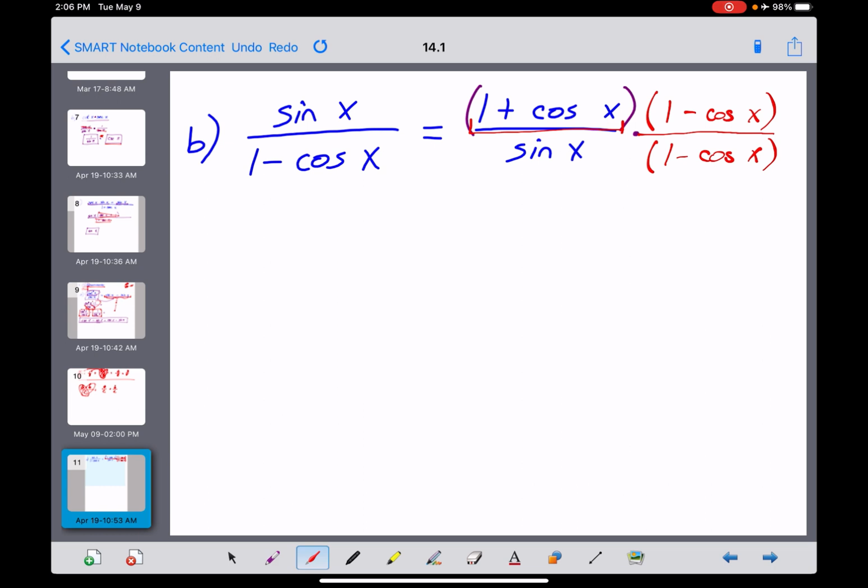side. By the way, if you couldn't tell, I'm going to do this one the other direction. I'm going to leave the left side alone, and I'm going to work on the right side. Now, on the right side, we're going to multiply 1 plus cosine of x times 1 minus cosine of x. And how are we going to do that? Binomial times binomial, we use FOIL.